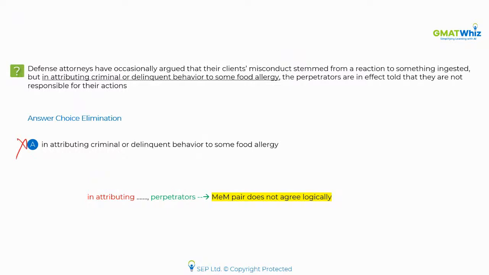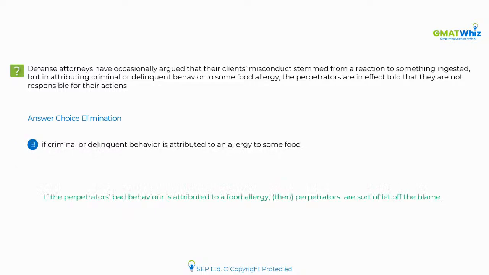A is incorrect because "in attributing" is modifying perpetrators. So as we say in GMAT Viz, that is the modified entity and this is the modifier. They do not agree logically. All right. Moving to B, which is the correct answer, and some of you have chosen B.